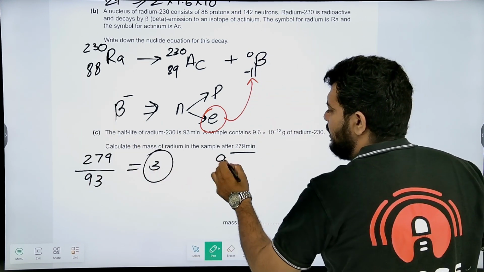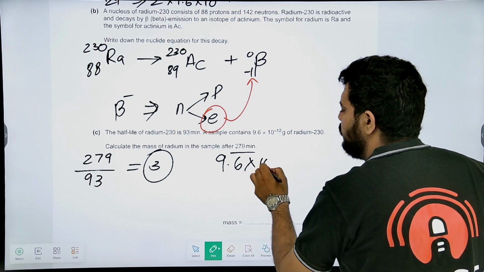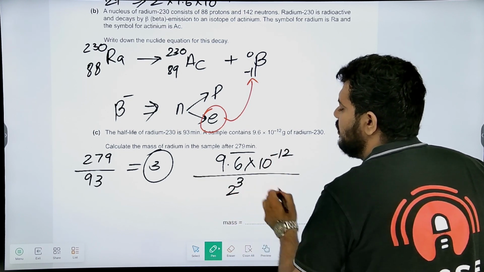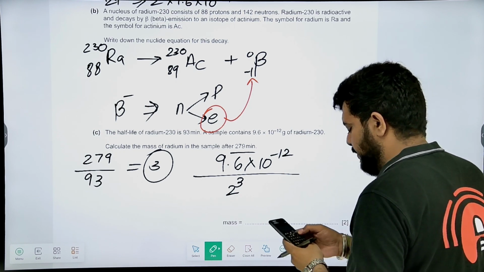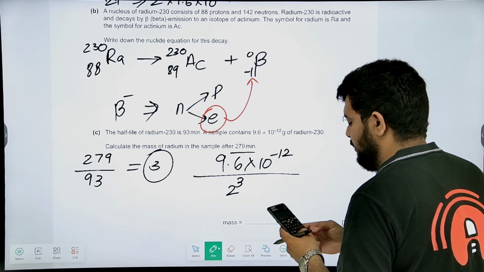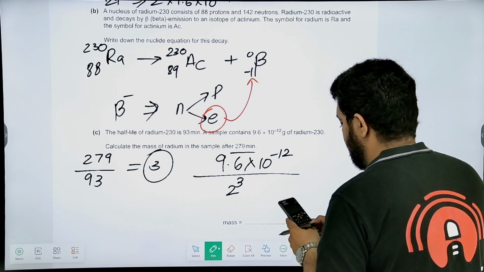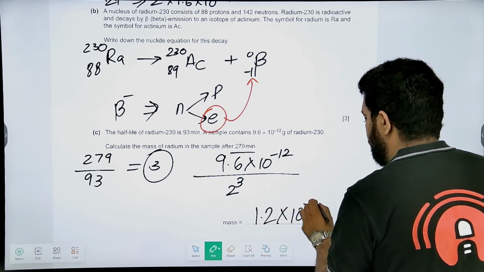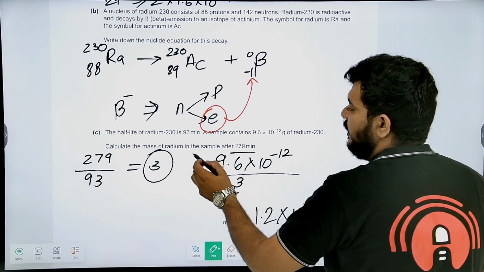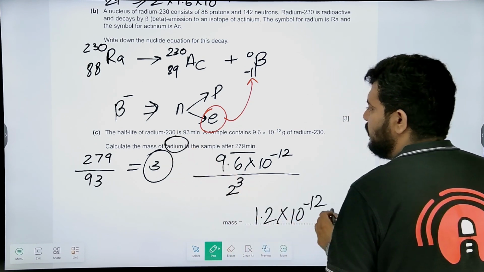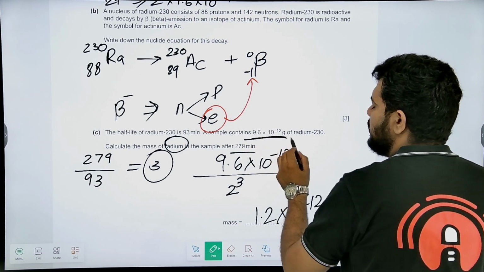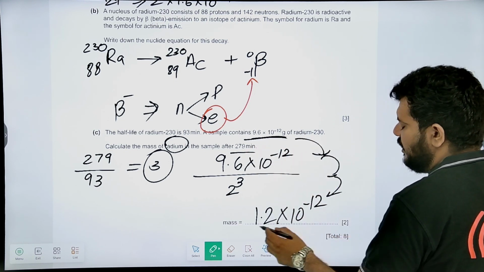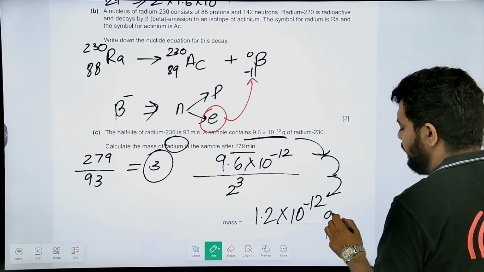So I will simply write 9.6 × 10^-12 upon 2 raised to power 3. So simply 9.6 divided by 8. That will give me 1.2 × 10^-12. Right? Calculate the mass of radium in the sample. So radium was this much and then it decreased 3 times to its half, resulting in 1.2 × 10^-12 gram.